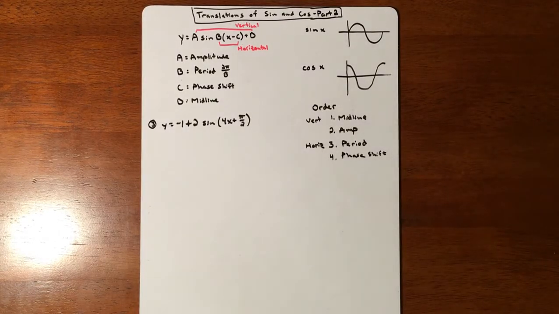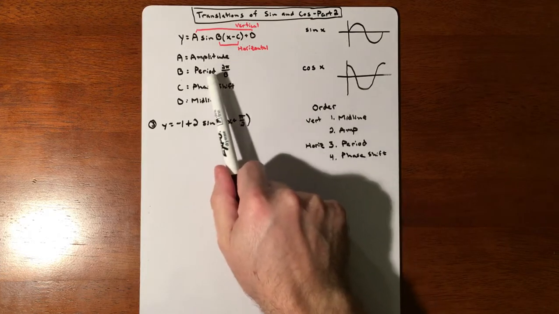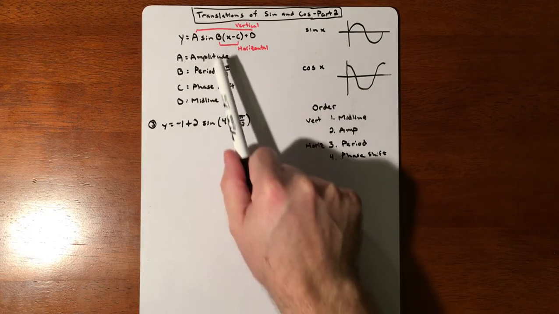All right, so this is part 2 of graphing. So this is going to have everything. We're going to be graphing just sines and cosines, and we're going to be messing with the amplitude, the period, the phase shift, and the midline.